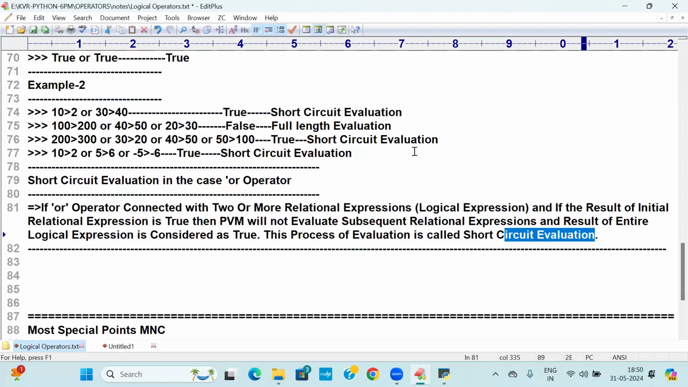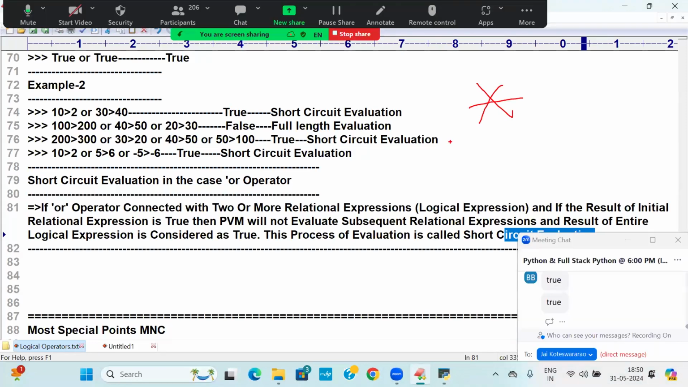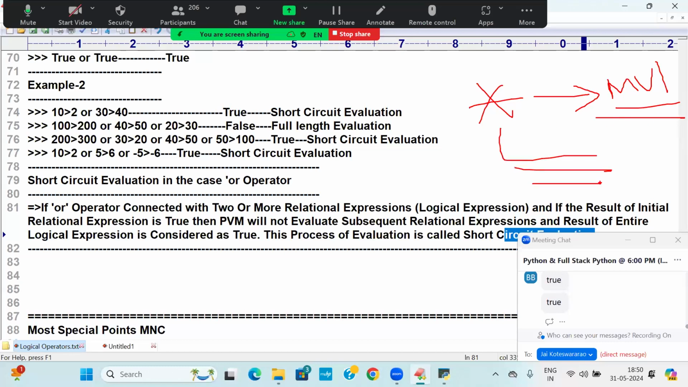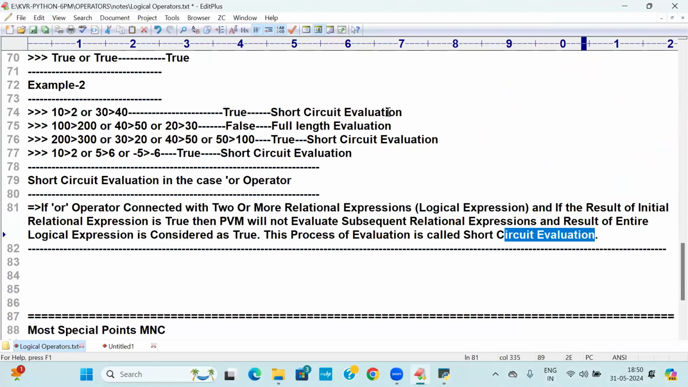Yes. Suppose they are asking about star operator, what is your answer? Tell me. What is your answer? It is for multiplication. It is for what? Repetition operator. Further, if I come to that, we will use star operator in two more places also. We are having that much importance.